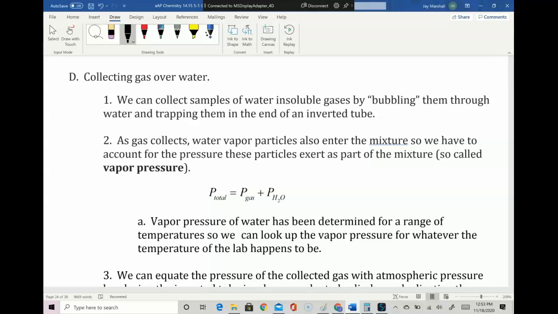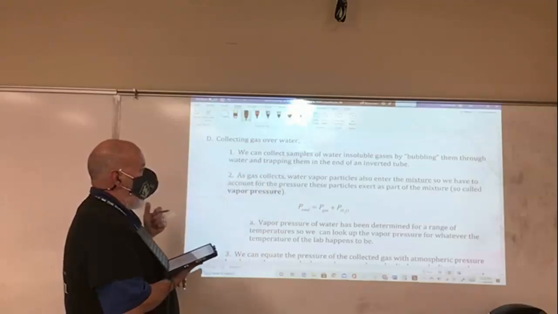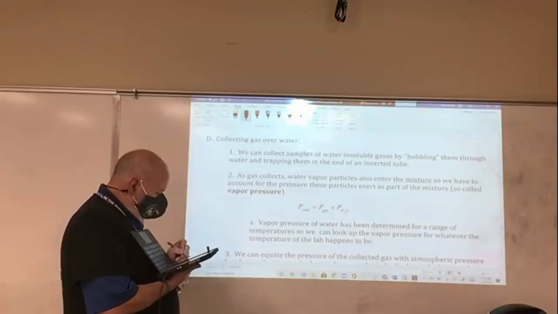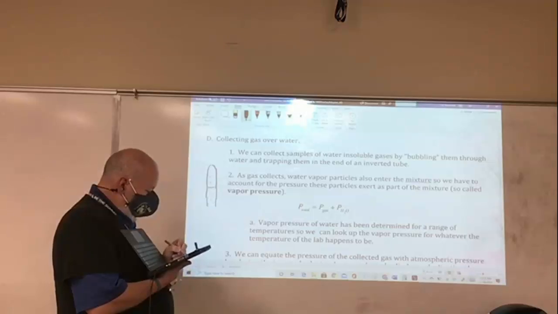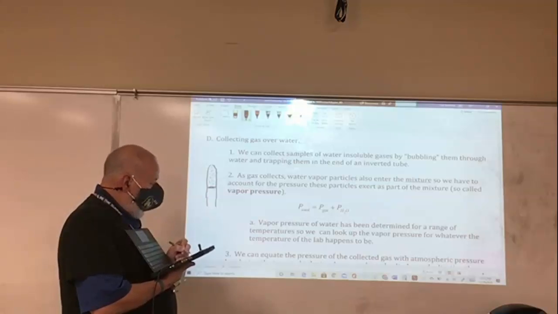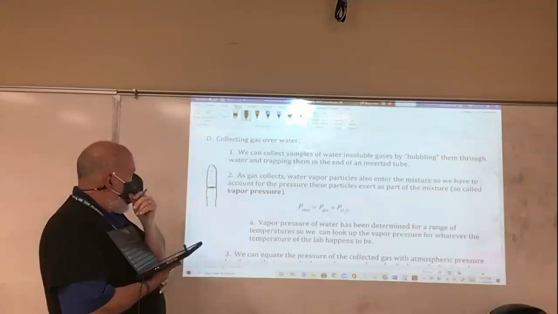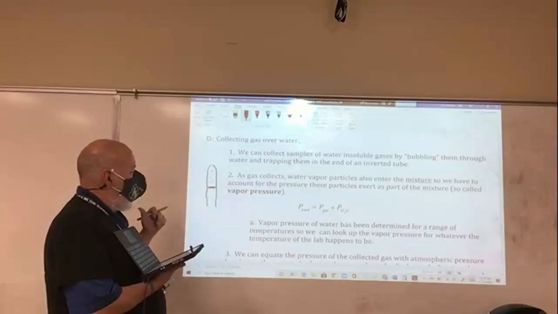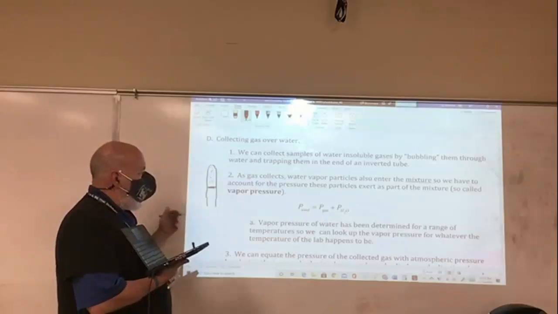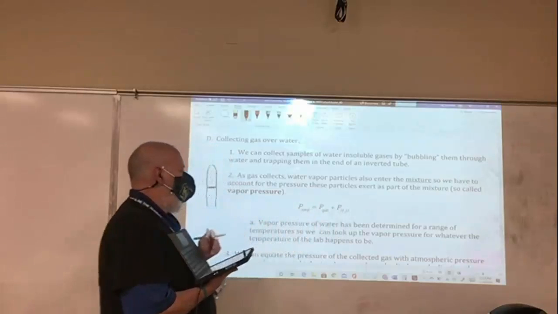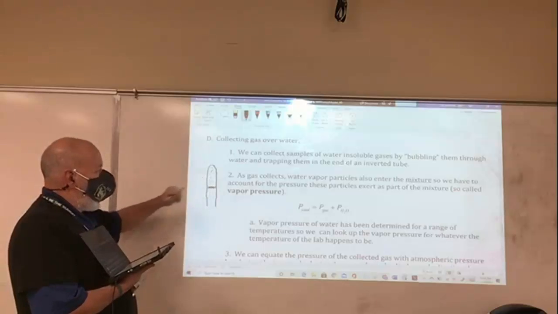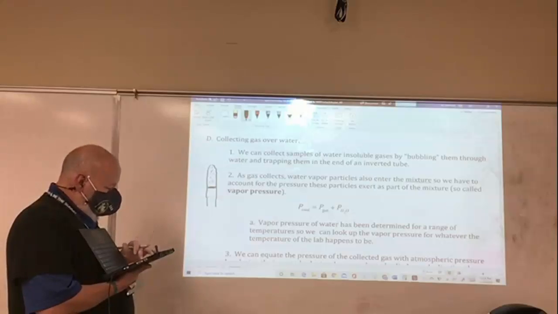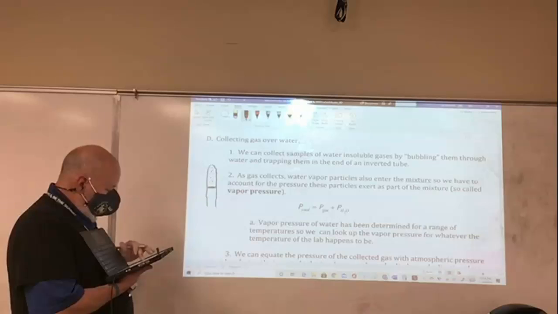But what we said the problem is that water vapor particles also enter the mixture, and so wherever we have that situation where we've collected a gas over water, some of those particles are going to end up being water vapor, right? So I have to subtract that as far as the partial pressure goes, and because of that, I can also subtract that as far as the number of moles goes. Okay, so I could say that whatever the partial pressure is related to that, I'm also going to subtract out a corresponding number of moles.